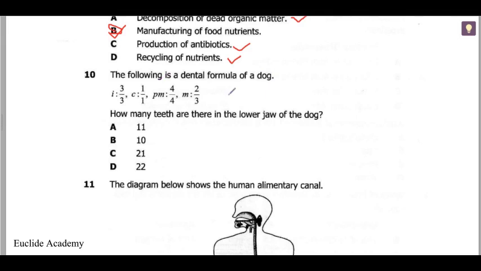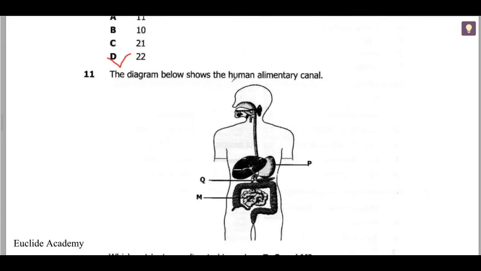The following is a dental formula of a dog. So we have a dental formula for a dog. How many teeth are there in the lower jaw of the dog? A dog has got 42 teeth in total. So the lower jaw has 22, the upper jaw has got 20. The answer here is D, 22 for a dog.